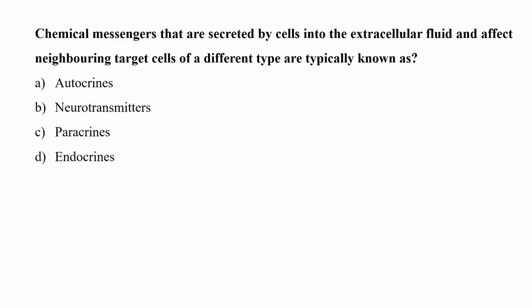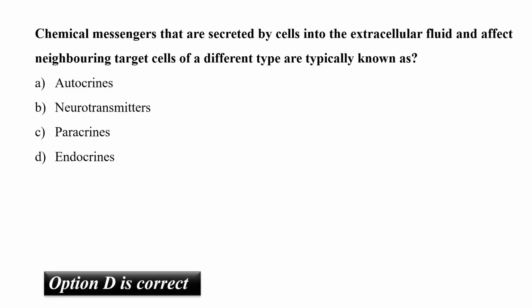Chemical messengers that are secreted by the cells into the extracellular fluid and affect neighboring target cells of a different type are typically known as autocrine, neurotransmitters, paracrines, or endocrines. Hormones are chemical messengers secreted into the blood or extracellular fluid by one cell that affect the functioning of other cells. So option D is the correct answer: endocrines, which is commonly used for the hormone secreting cells.